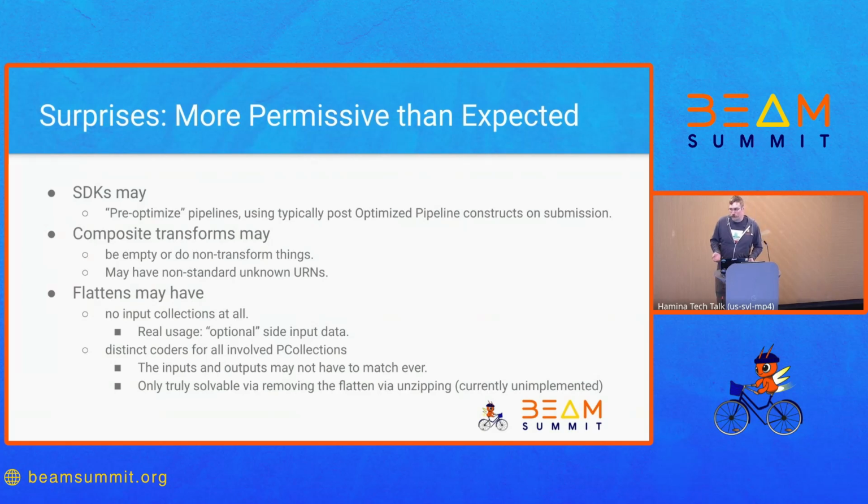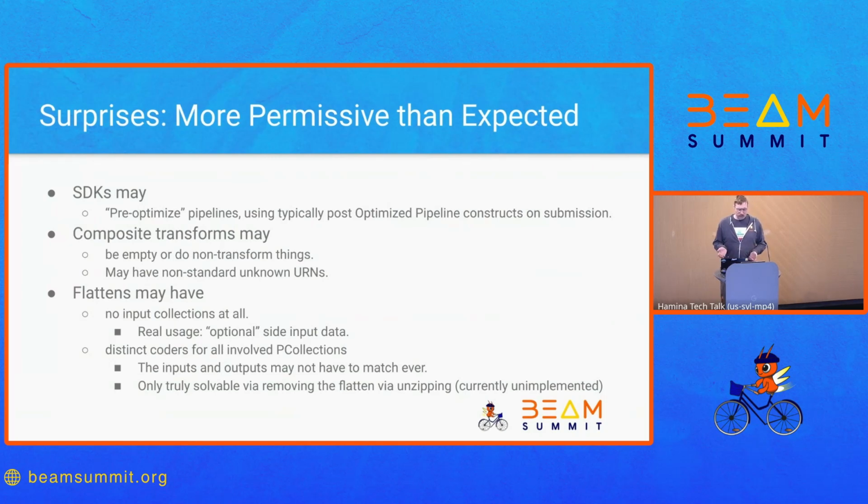Composite transforms as well may be empty entirely, but still technically be part of the graph. They have no particular transforms, or maybe they're doing a different view on a PCollection, which isn't actually a transform, as it turns out. Those sub-transforms and composites may have entirely non-standard Beam, or non-standard URNs that only they know or care about. So Prism shouldn't care about them either.